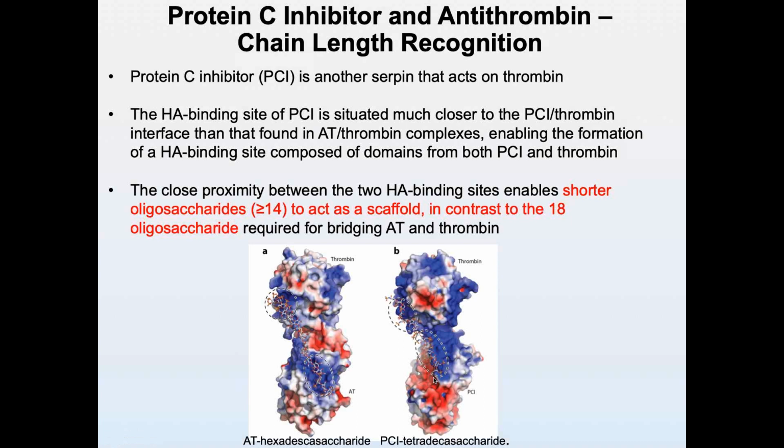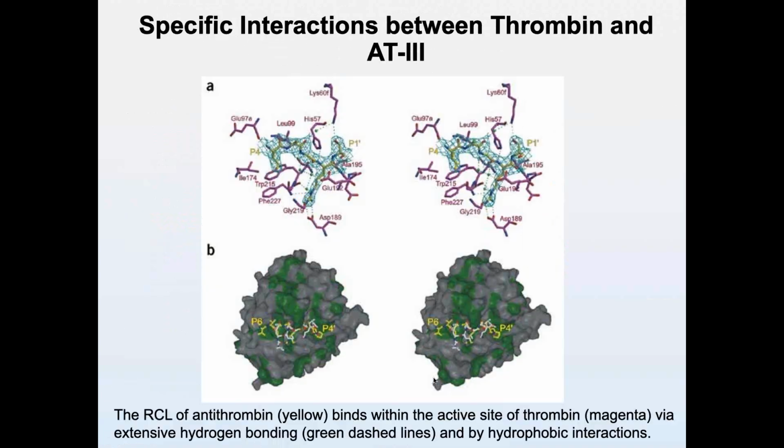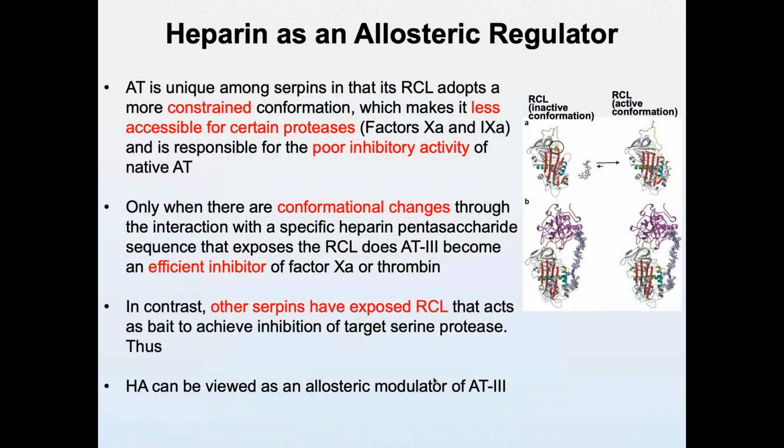Yeah. Could you go back a couple slides to where there's a reactive center loop on antithrombin, that actually pops up when it's active? Yeah, right there. All right. So this slide right here. So when that pentasaccharide binds, it has to kink, and I guess, is there a certain secondary structural element that pushes the reactive center loop up or something? Is that?